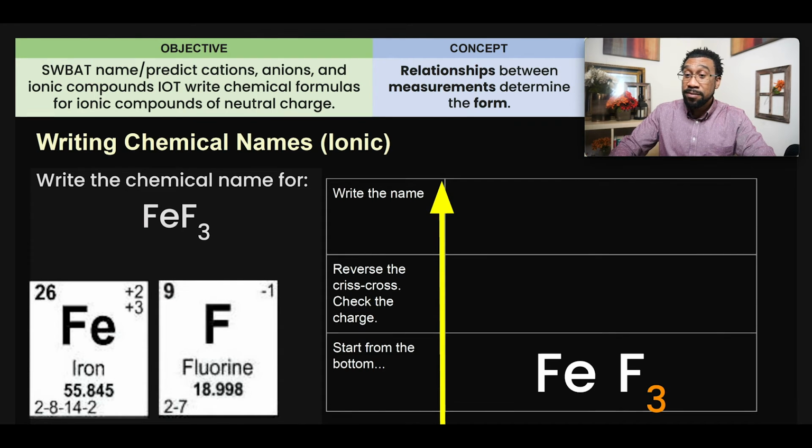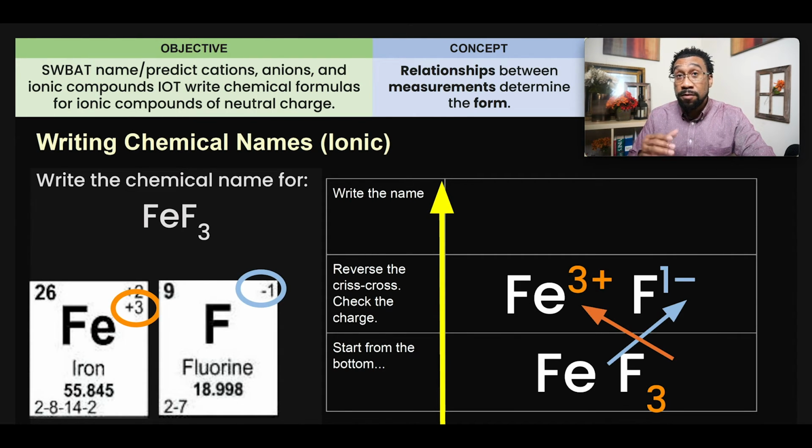So when we reverse this crisscross, we're going to make sure that we get a 1. When we reverse this crisscross, we get 3+ for the iron, and we have 1- for the fluorine. Shall we check the periodic table to make sure that these make any kind of sense? Let's do it. Oh, look at that. Fe, iron, is allowed to have a +3 charge, and fluorine is allowed to have a -1 charge. So since they both match what is on the periodic table, we must be on our way to the right answer.